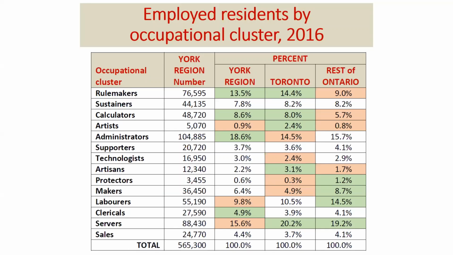So you can see, again, those administrators in York Region are significantly higher. Similarly, the number of rule makers who live in York Region or who live in Toronto is notably higher than their presence in the rest of Ontario. On the other hand, for example, looking down at York Region at the bottom, that large category of servers, compared to Toronto or the rest of Ontario, is actually a smaller proportion of servers.